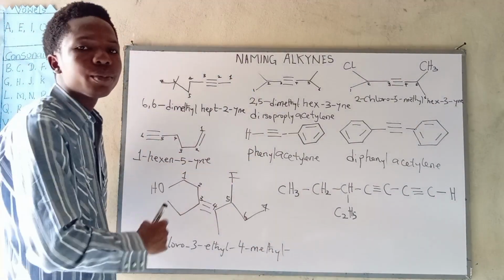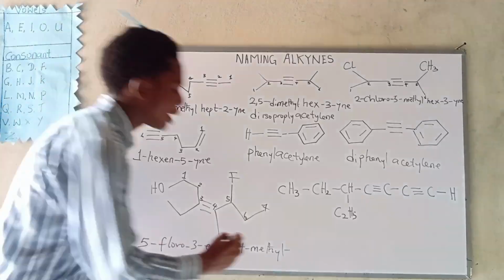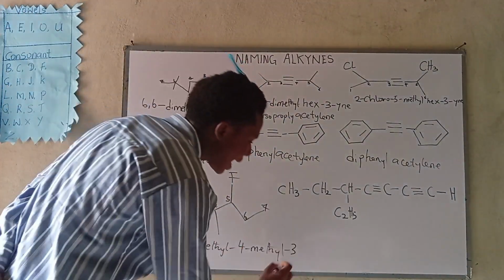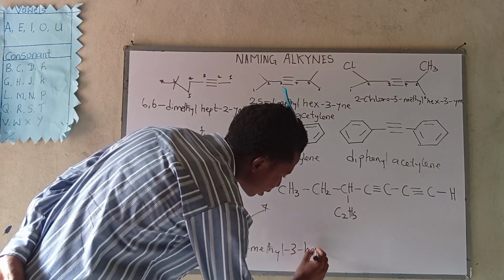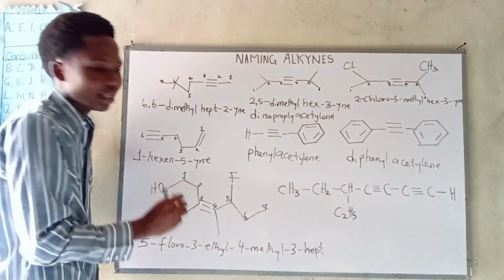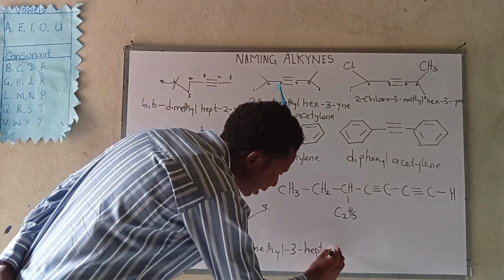The position of the triple bond is very important now. So we have to write 3. Now, the number of carbons, hept, right? Hept. Now, this is where we put our triple bond. Heptyne.